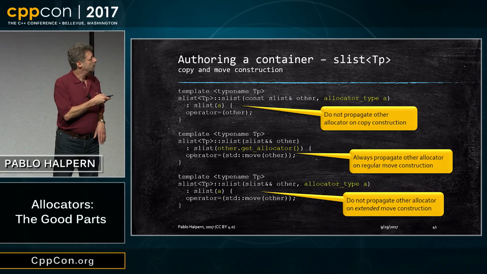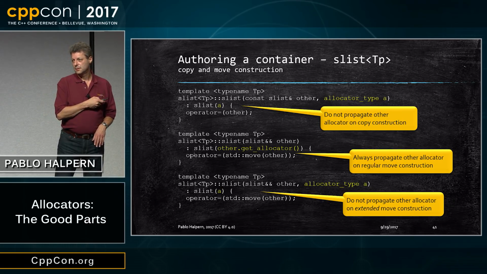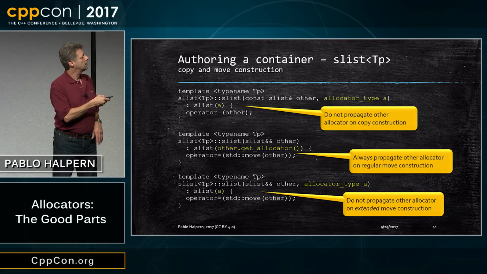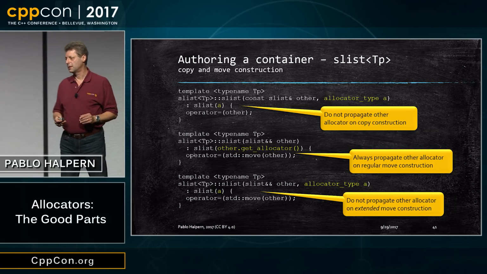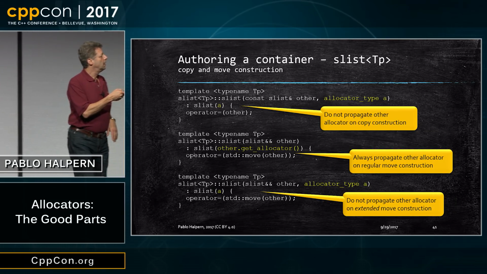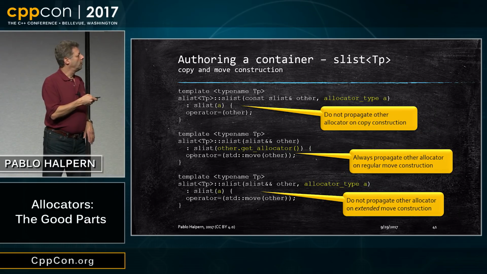The slist constructor for move construction simply sets the allocator. It delegates to the default constructor with allocator, and then calls the assignment operator. So again, there's some C++11 magic here, one constructor delegating to another constructor. For the extended move constructor, instead of using the allocator from other, we use the allocator that was passed in.